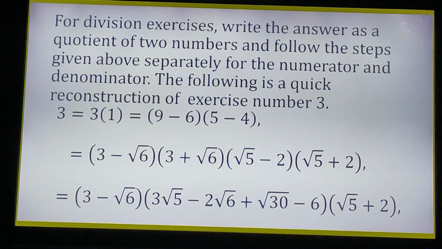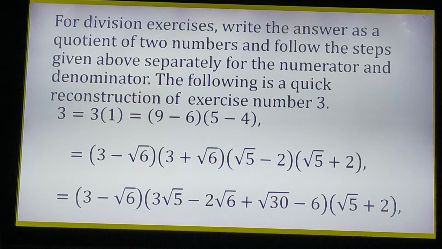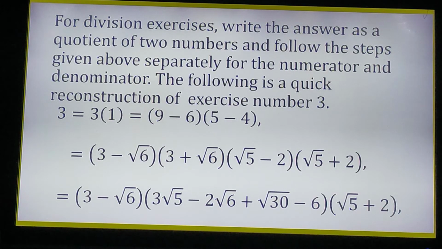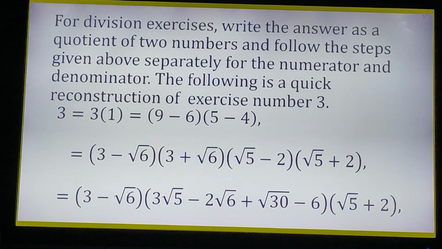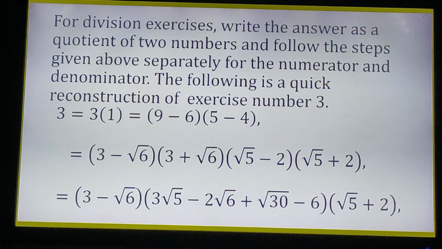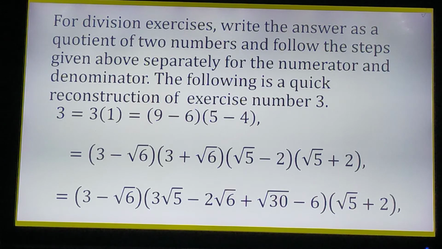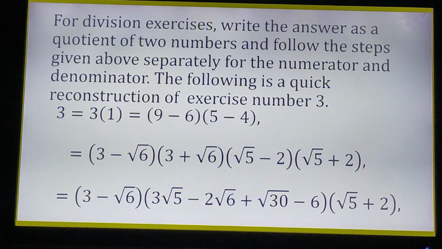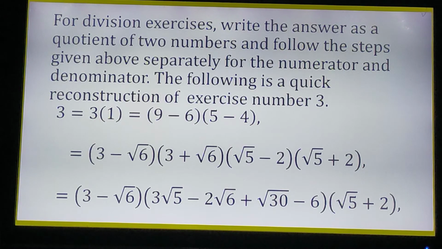So we write 3 as 3 times 1, and then rewrite 3 as 9 minus 6, and 1 as 5 minus 4. So one of them is a perfect square. And then use the formula for the difference of squares. So we have 9 minus 6 becomes 3 minus square root of 6 times 3 plus square root of 6, and 5 minus 4 becomes square root of 5 minus 2 times square root of 5 plus 2.